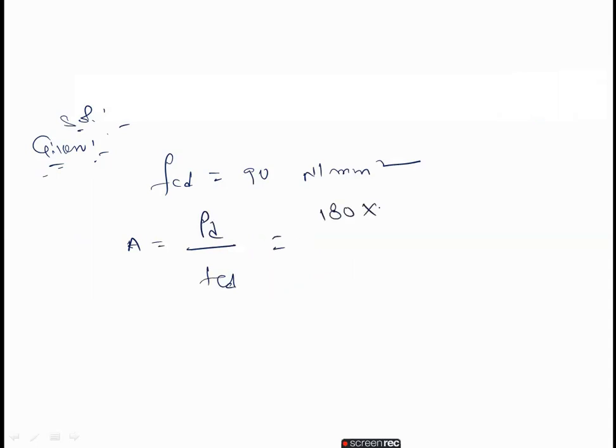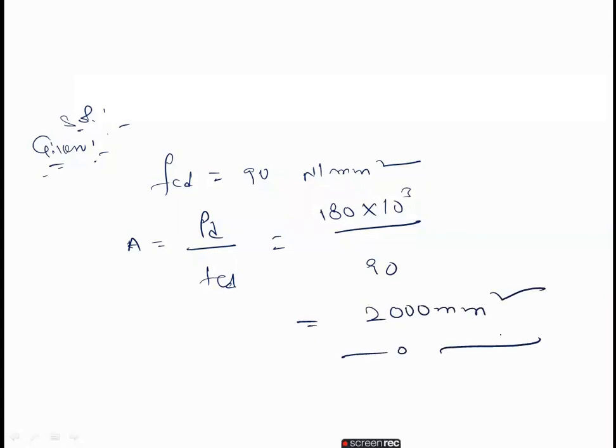So the solution: first the FCD value. If it is an angle strut, you have to assume 90 Newton per mm square. So area equals PD by FCD. PD they given 180 kilonewtons. If it is in newtons, just multiply with 1000. FCD is 90, so you will get 2000 mm square.